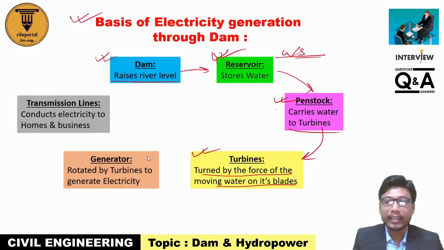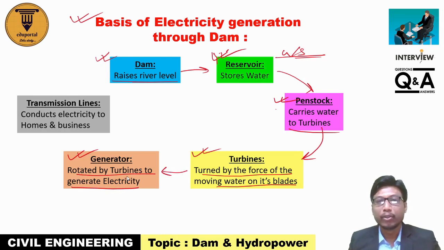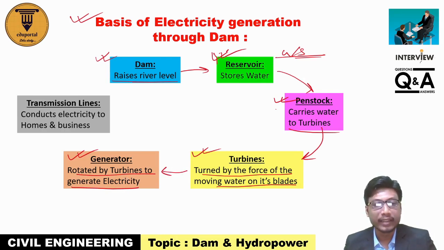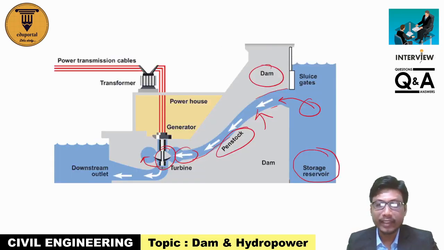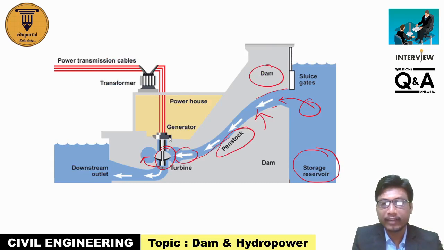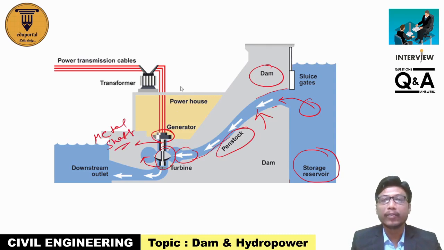And then the turbine is connected to a generator. What is the function of the generator? It is rotated by the turbine to generate electricity. So the generator generates electricity, and you can see here the turbine is connected to the generator with a metal shaft. So as the turbine is rotated, the generator starts working, and it converts the mechanical energy to electrical energy.